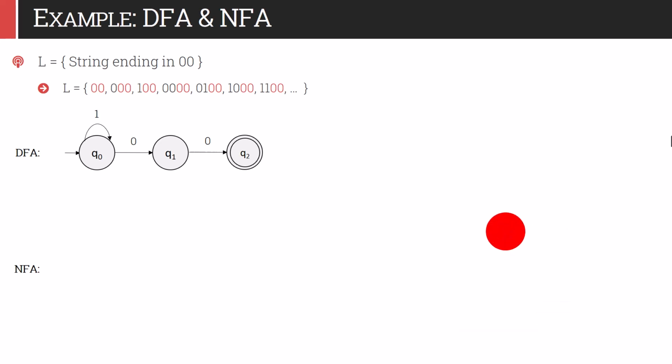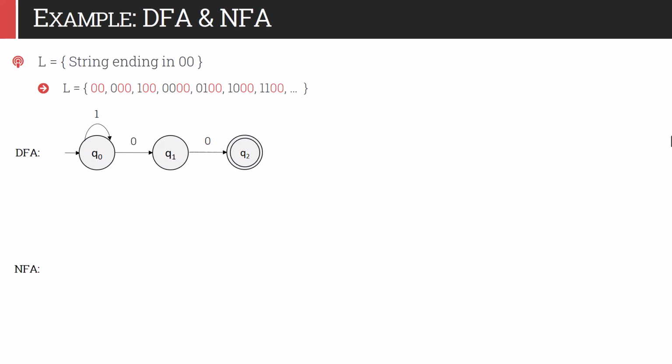From Q1, can we place 1 as a self loop? No, because if we put 1 as a self loop, then we can read 0, 1, 0, and we would be in the final state Q2. That string is not valid because it does not end in 00 and still we are in the final state. So now we have to look for the other alternative. We have to go for the next or previous state.